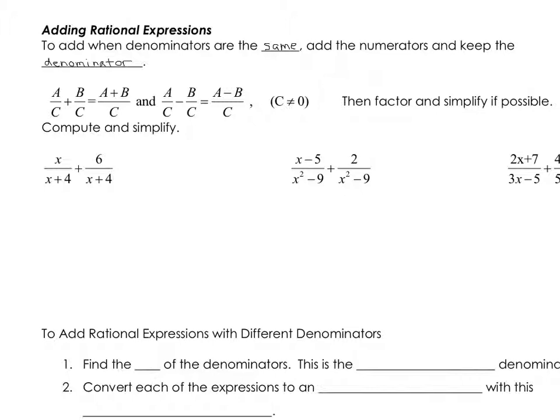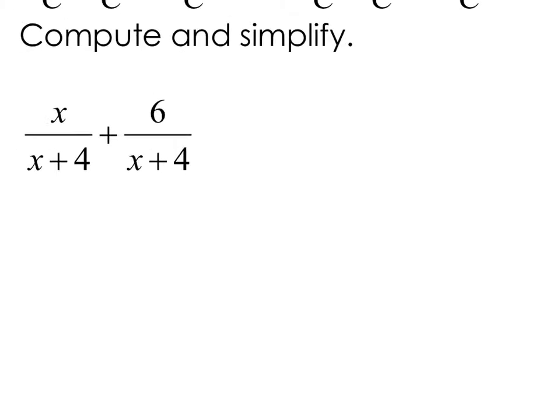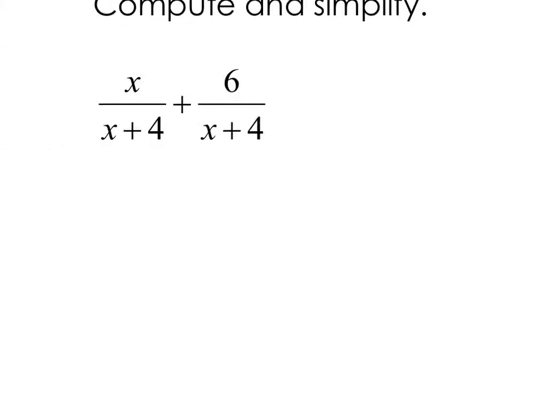A over c minus b over c is a minus b over c. And of course c can't be 0. Then factor and simplify if possible. Let's do some example problems, compute and simplify.